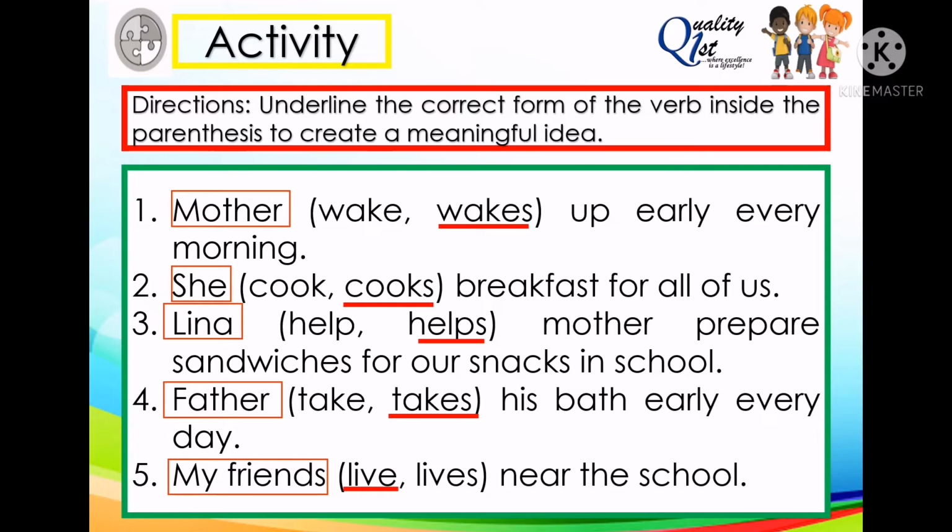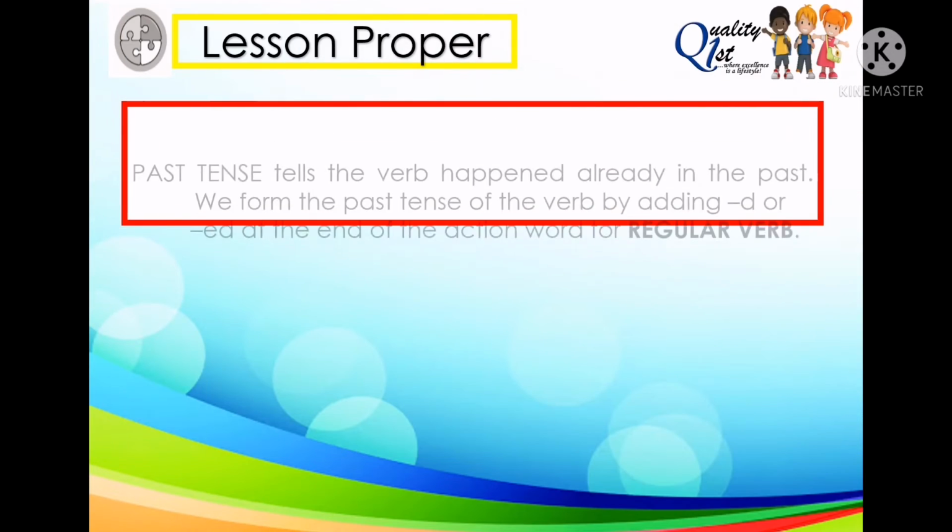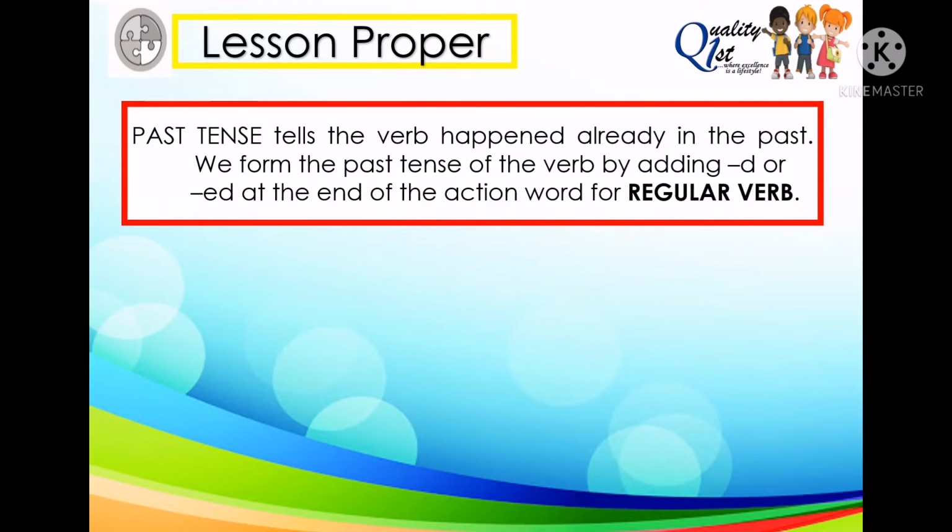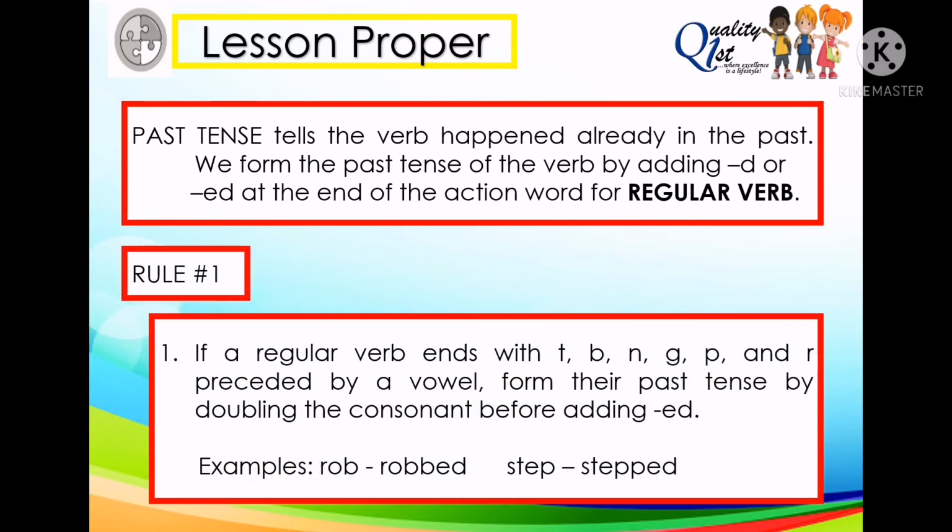Okay? Now let's pull up the next slide. Now, let's talk about past tense. Past tense tells the verb happened already in the past. Okay? When we talk about past tense, these are verbs that happened already in the past. Now, we form the past tense of the verb by adding D or ED at the end of the action word for regular verb. Okay?